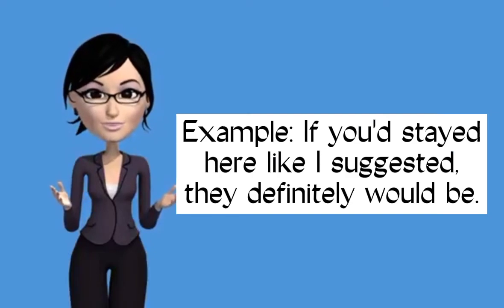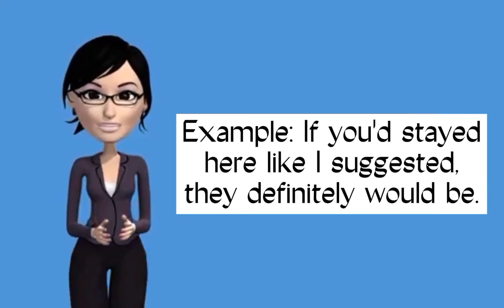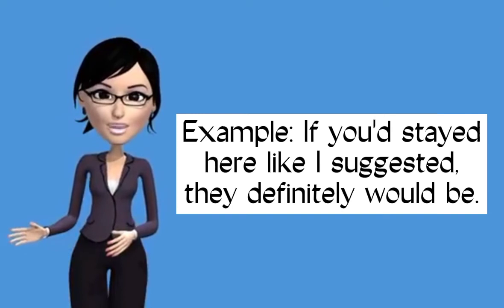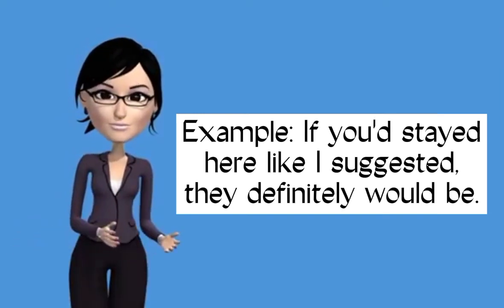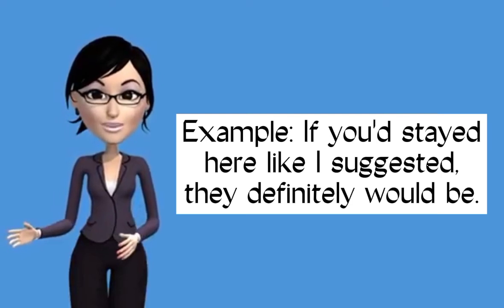Example: If you'd stayed here like I suggested, they definitely would be. This type of sentence is clausal ellipsis because it has some kind of substitute for the main verb and the object pronoun, which produces the form: if you'd stayed here like I suggested, they definitely would be done.